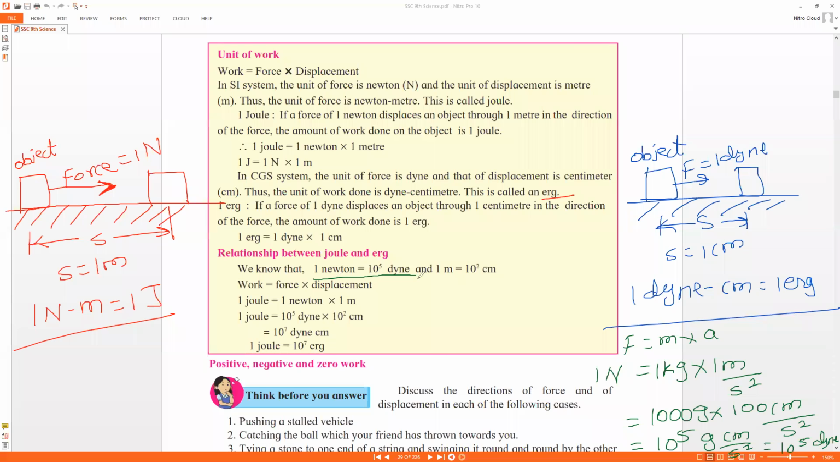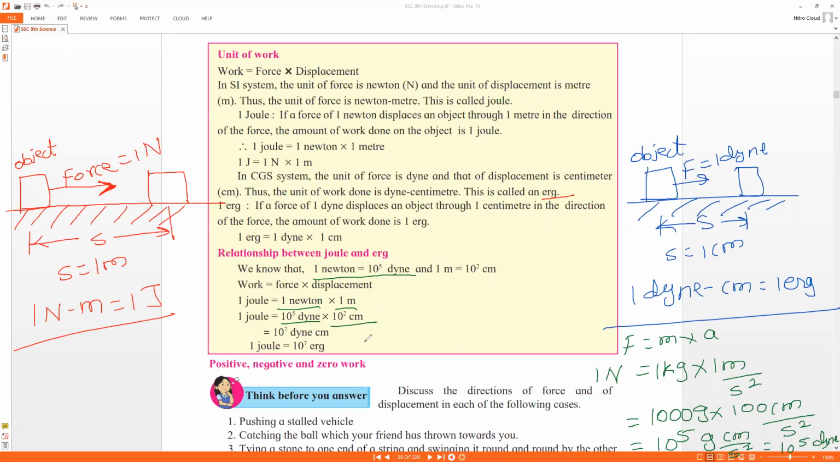Therefore, 1 newton is 10^5 dyne. And 1 meter is 10^2 centimeter. So again we substitute the values. Work is equal to force into displacement. 1 joule is 1 newton into 1 meter. So instead of 1 newton, we put 10^5 dyne. And instead of 1 meter, we put 10^2 centimeter.